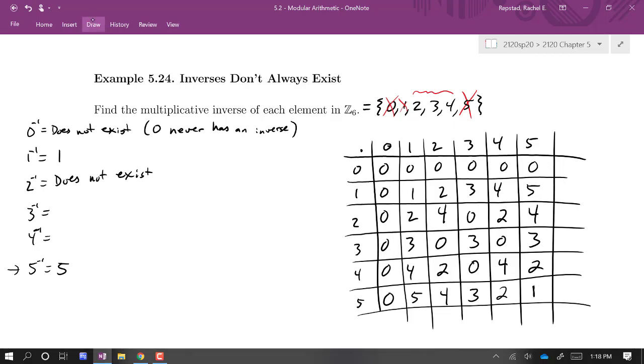So now, if I'm looking for inverses of 2, 3, and 4, notice there are no 1s. No 1s that appear here. If a 1 doesn't appear in the 2 row, that means 2 doesn't have an inverse. If a 1 doesn't appear in the 3 row, that means 3 doesn't have an inverse, and so on. So 2, 3, and 4, none of them have inverses.